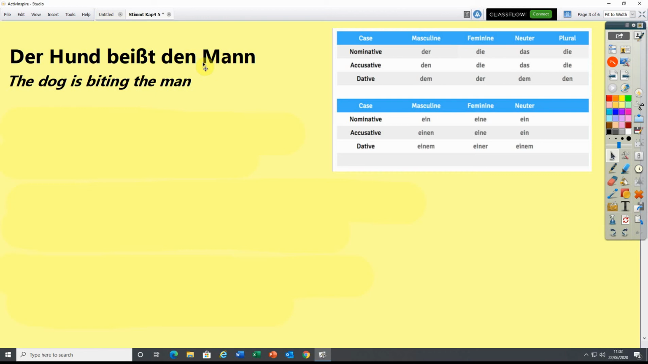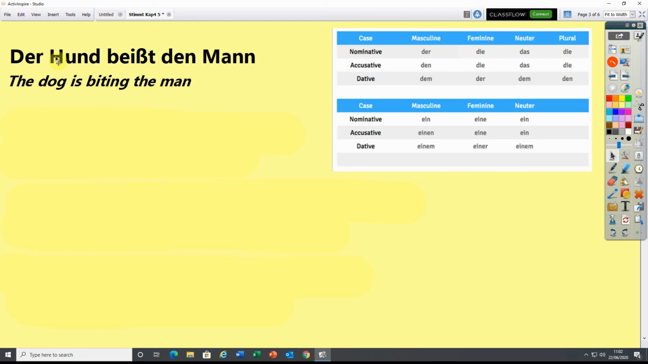Now one thing with German, I could actually swap den Mann and der Hund over. I could say den Mann beißt der Hund. If I did that in English, it changes the meaning completely. I'm now saying the man is biting the dog. The roles have been reversed.